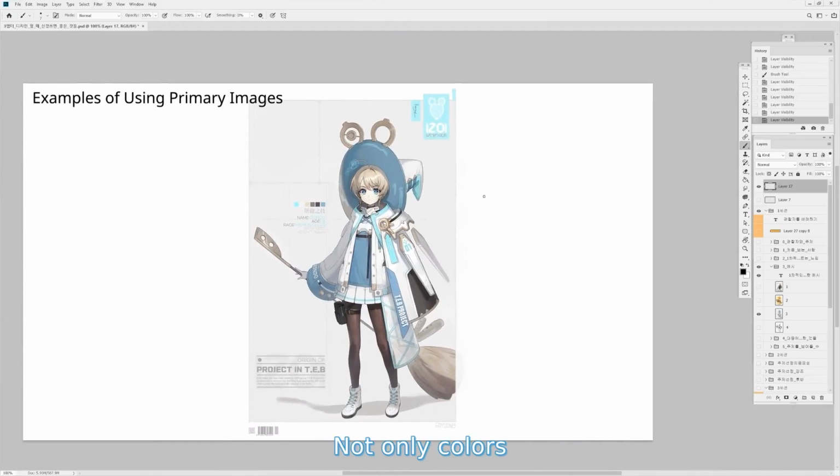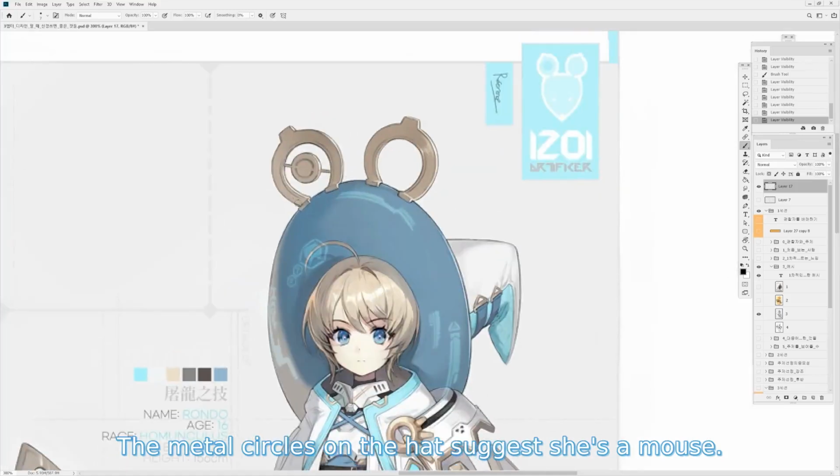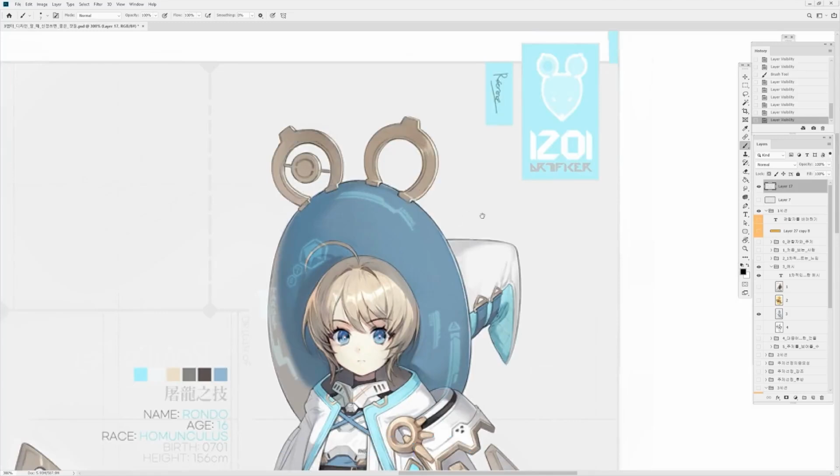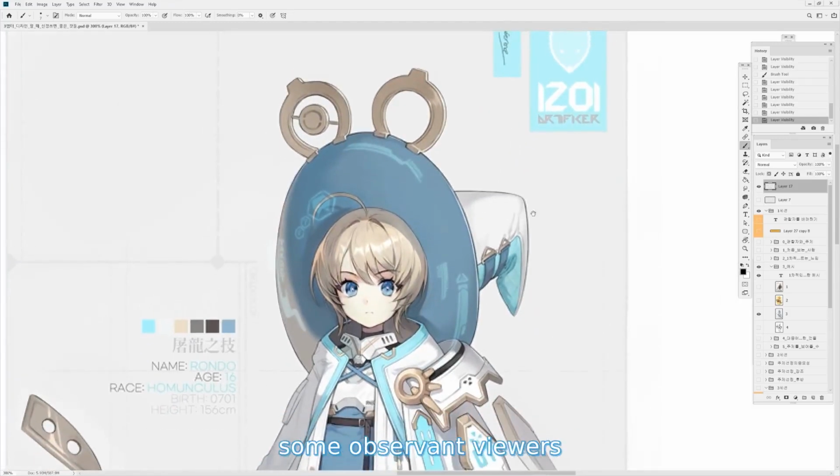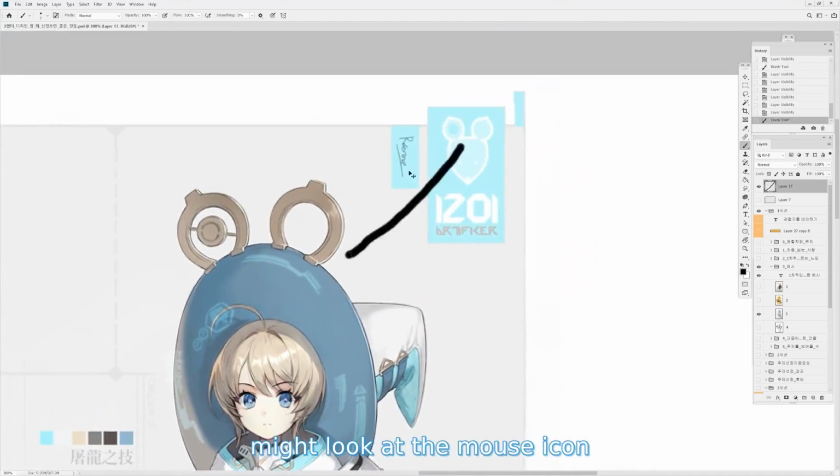Not only colors, but also distinct tools, and the silhouette of them have primary images. Please remember that. The metal circles on the hat suggest she's a mouse. Like this. Although it isn't that clear, some observant viewers might look at the mouse icon and realize these are ears, and notice she's a mouse character.